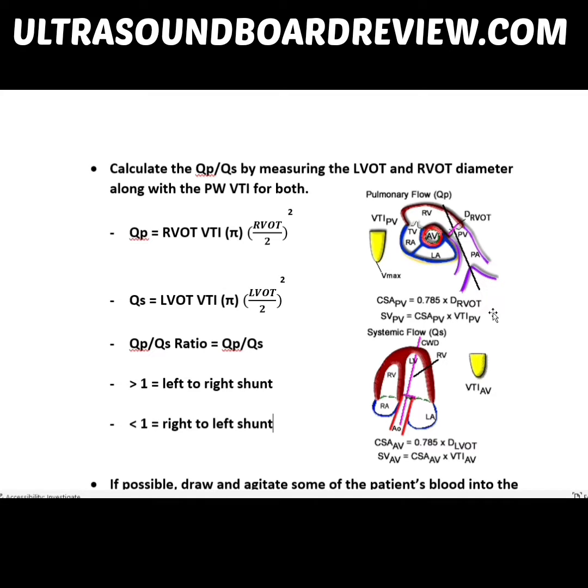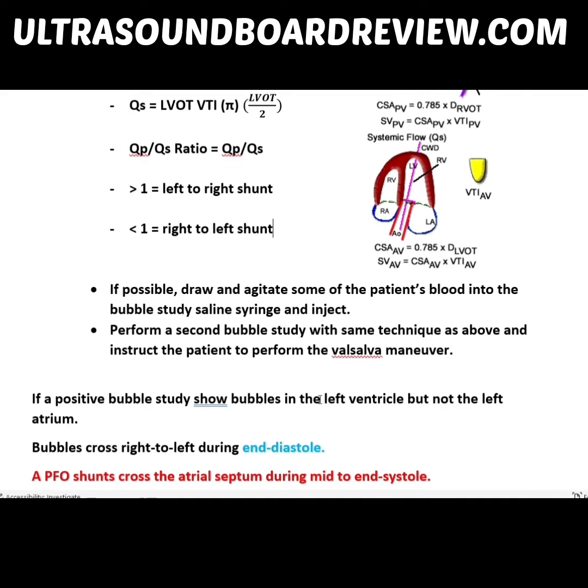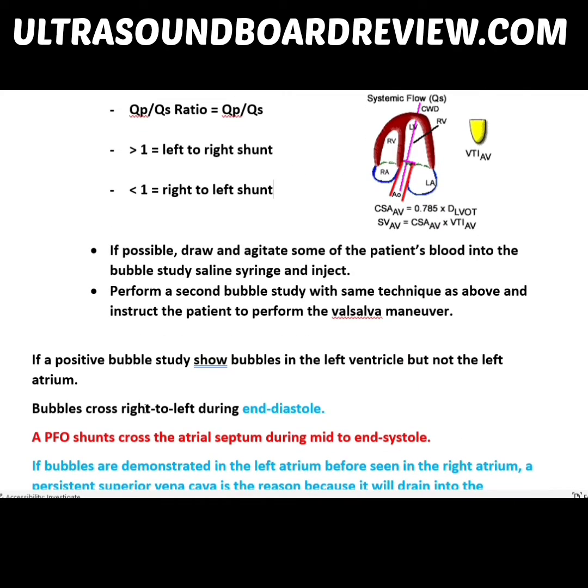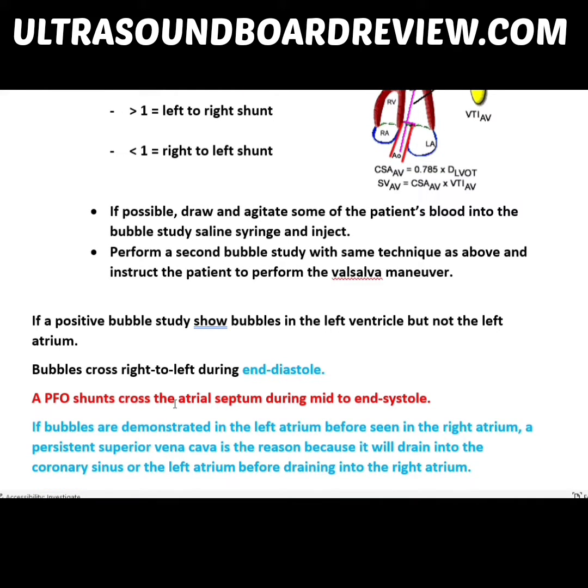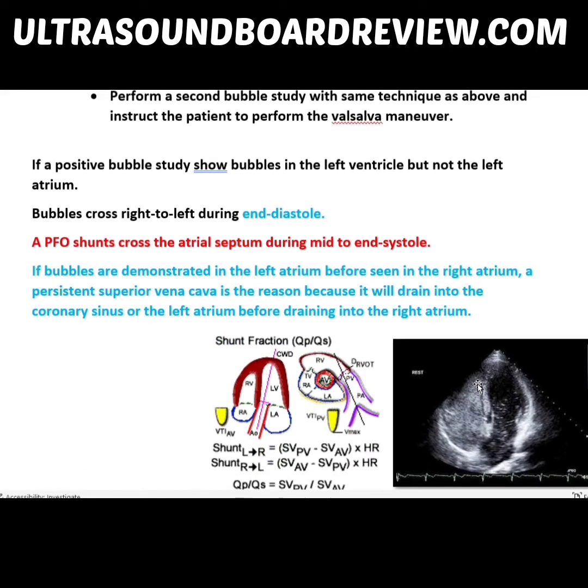Okay. And you'll see that in patients with Eisenmenger syndrome. So bubbles will cross from right to left during end diastole when you're doing a bubble study. Right. And a PFO shunt will cross the septum during mid to end systole. Okay. That makes sense? Okay.